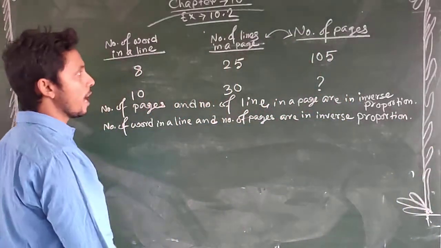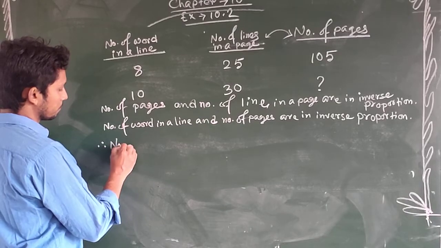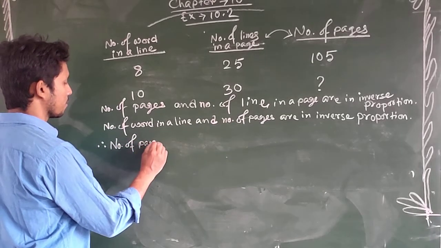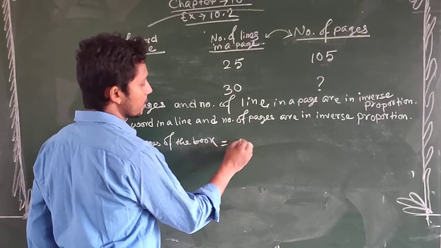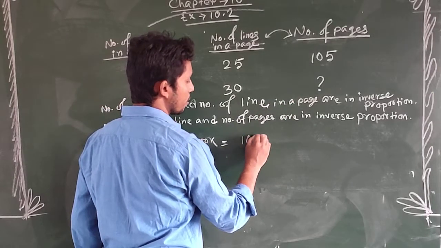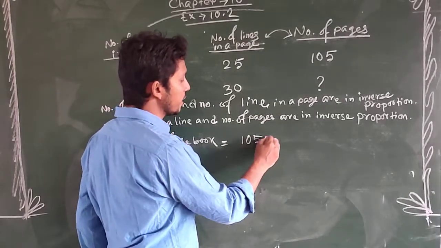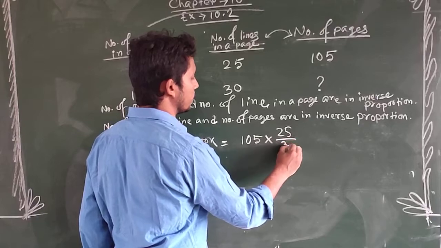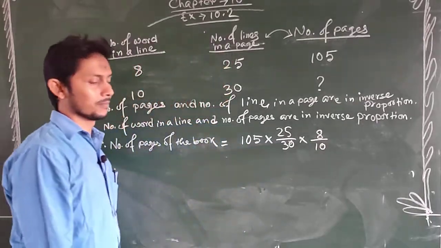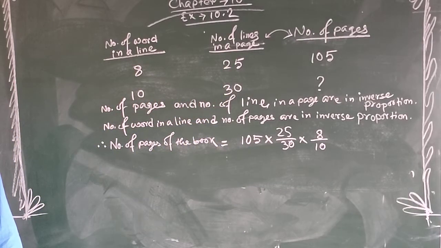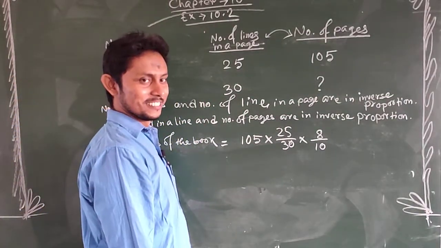Now we need to find the number of pages of the book. For that, here we will write 105. Since it is an inverse relation, it will not interchange. Both are inverse relations, so no problem there. Write down whatever they are. Like that I will write down, and 8 by 10 I have written there. Is this clear? Noor? Riyaj? Clear?